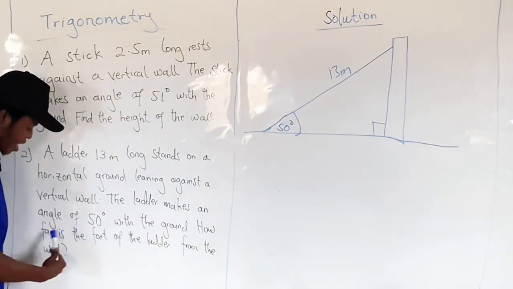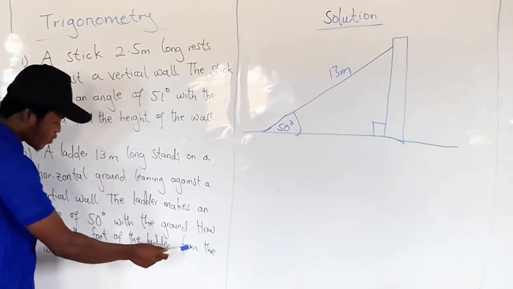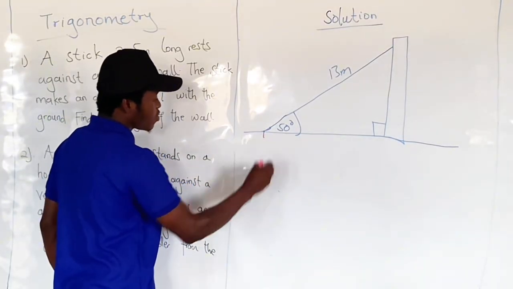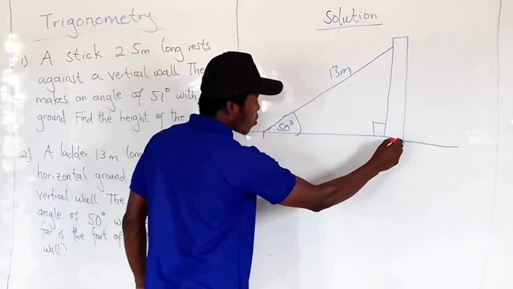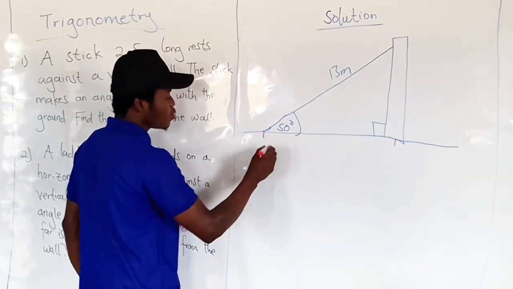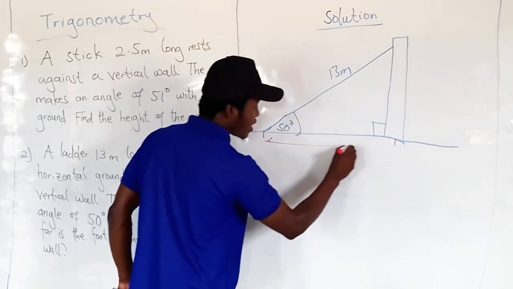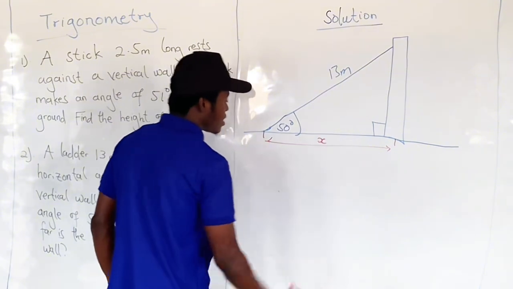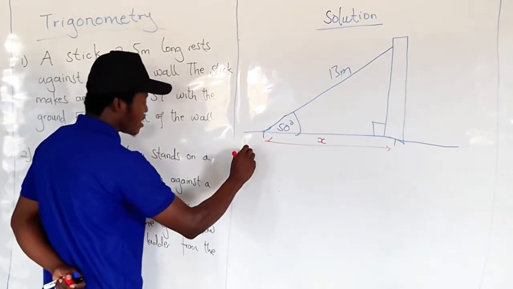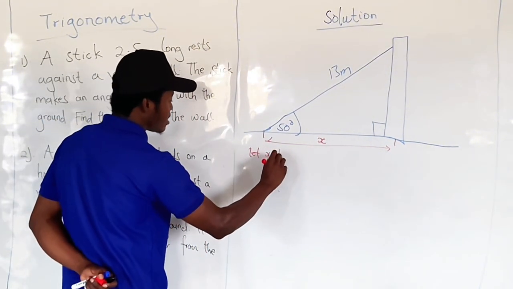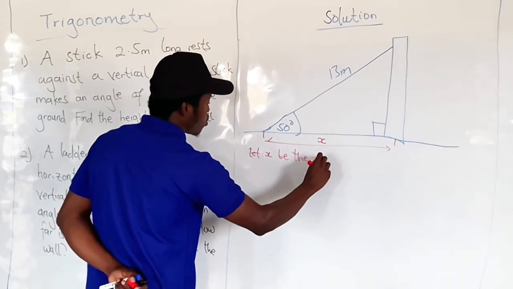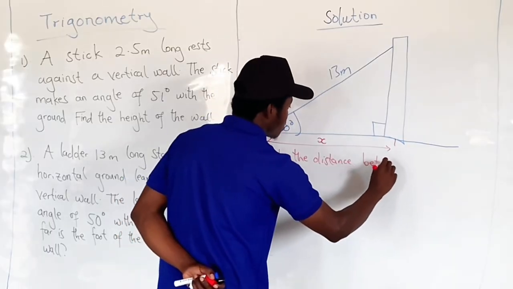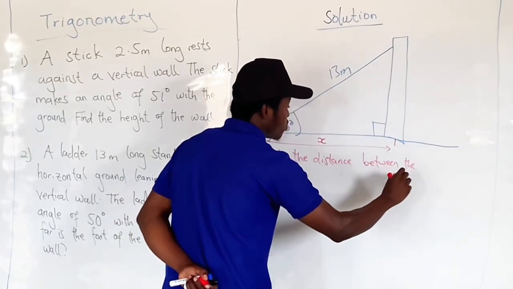How far is the foot of the ladder from the wall? We have to look for the foot of the ladder, which is here. And then the wall is also here. So we are looking for this distance. Let's call this distance x. Or we can say let x be the distance between the foot of the ladder and the wall.